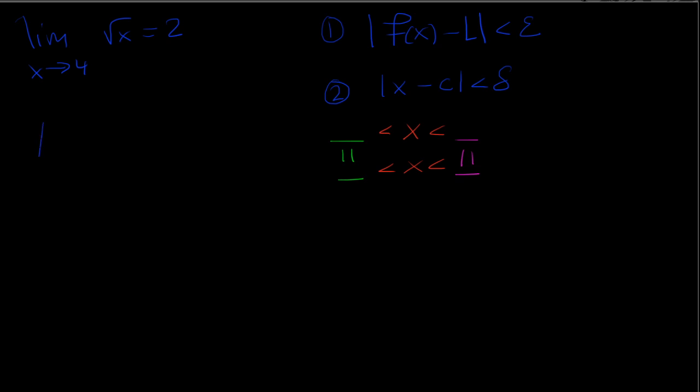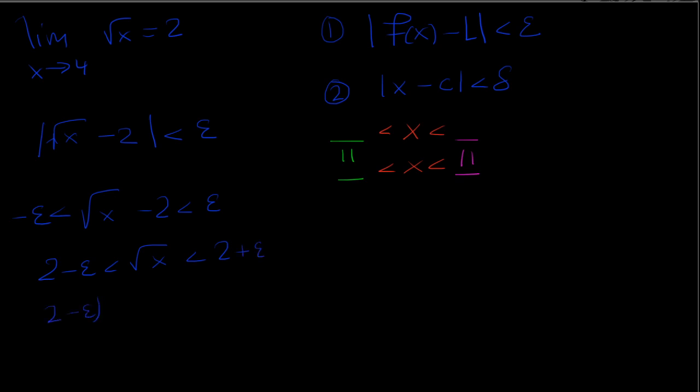So we're going to start with the absolute value of my function minus my limit being less than epsilon. That means that square root of x minus 2 has to be between negative epsilon and epsilon. And so I'm going to add 2 to both sides. And then I'm going to square it. Okay, so I found my first inequality that involves x.